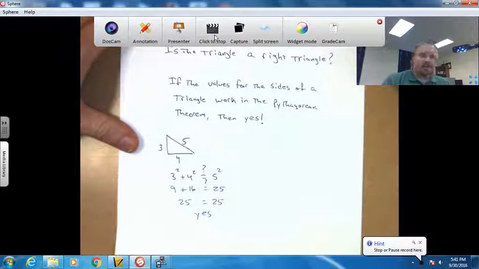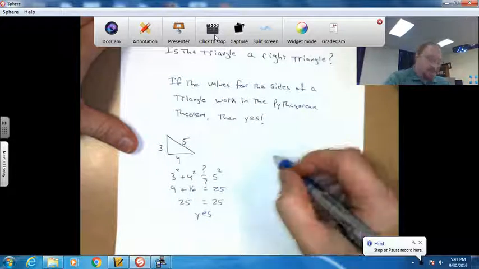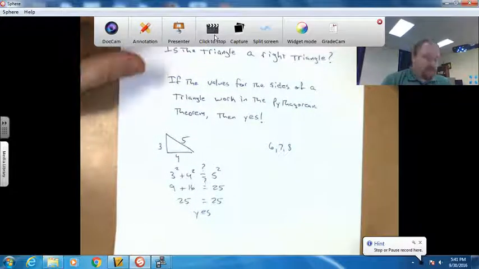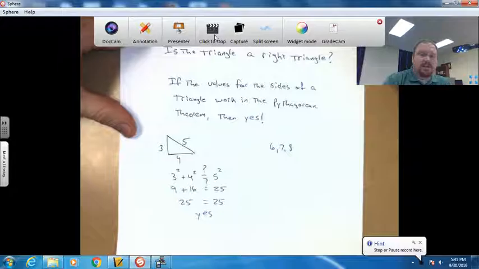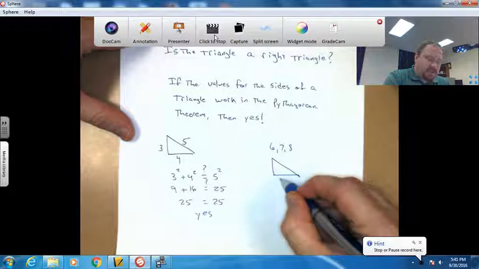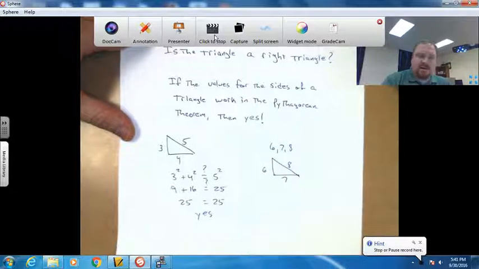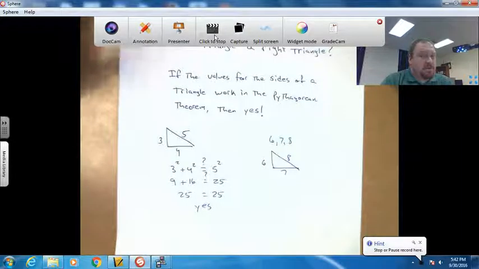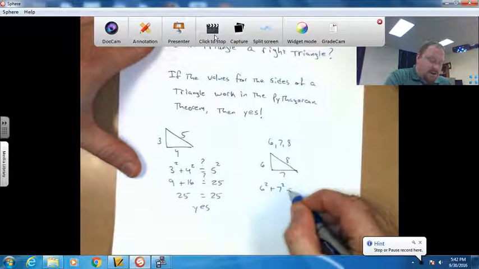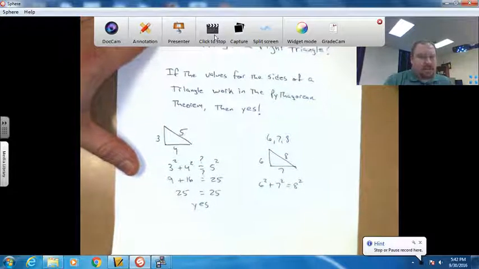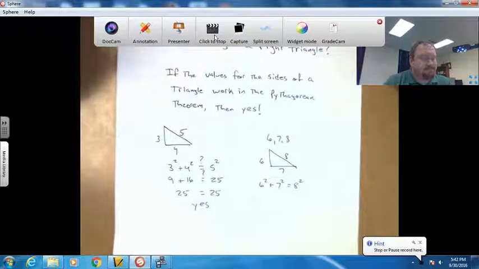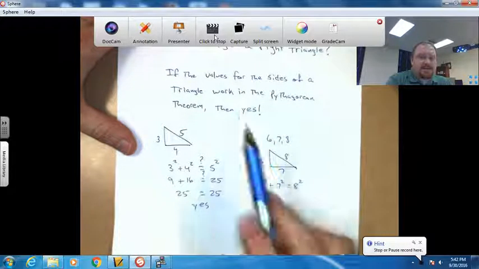Now, let's just say we have side lengths of 6, 7, and 8. Why not? These three went in order. How about these three? Well, let's try it out. Again, you cannot trust a picture, because the way I have that drawn, it looks like it could be a right triangle. So here we go. 6 squared plus 7 squared equals 8 squared. Now, the catch is you have to make the biggest side C. If you don't do that, this idea is not valid.